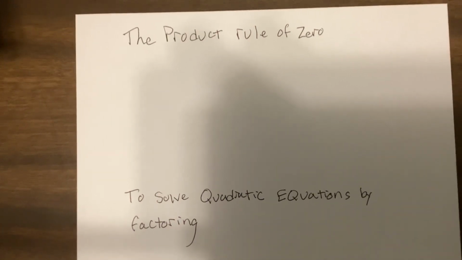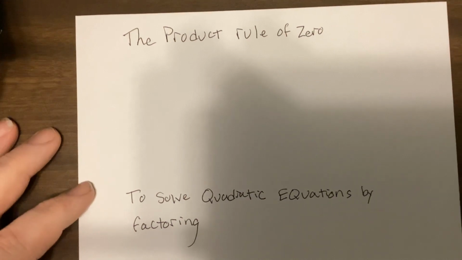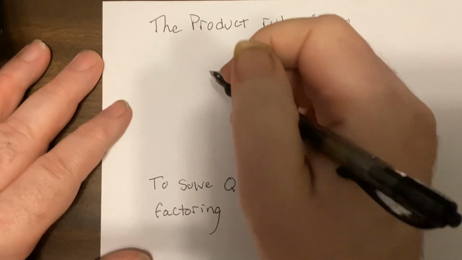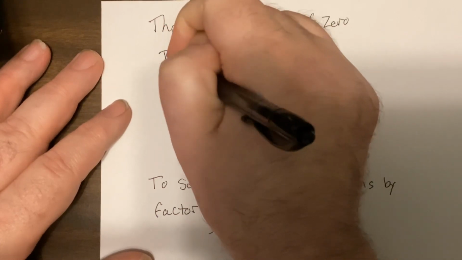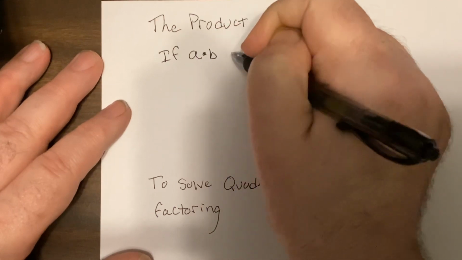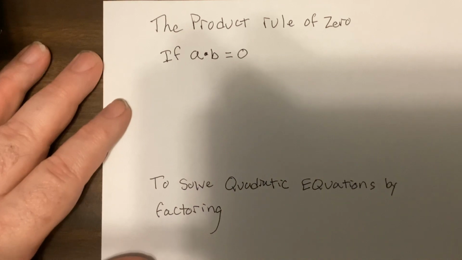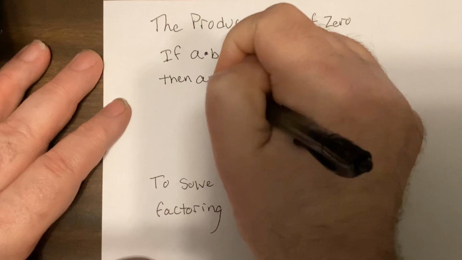So, we are working on solving quadratic equations by factoring. Now, there are other ways to do it, and that's what's going to be coming up next after radicals and imaginary numbers. Now, we started going over the product rule of zero. The product rule of zero says if you have two things or more than two things equal to zero, and it's a product, you set each factor of the product equal to zero.